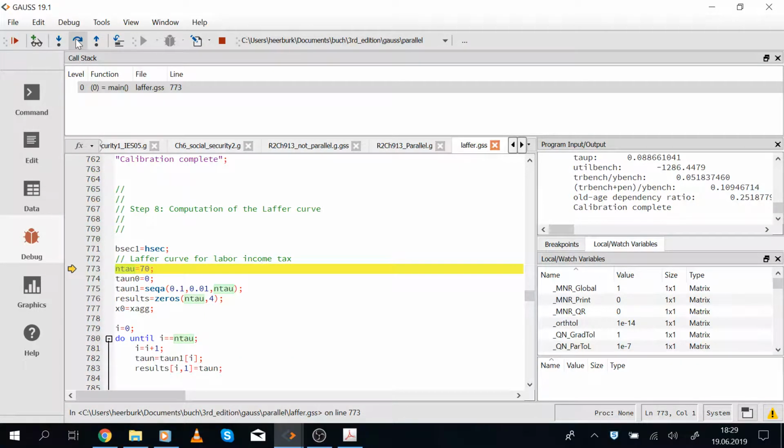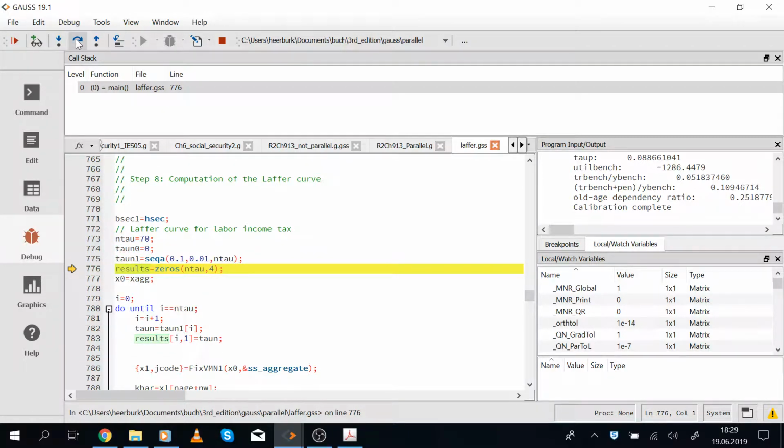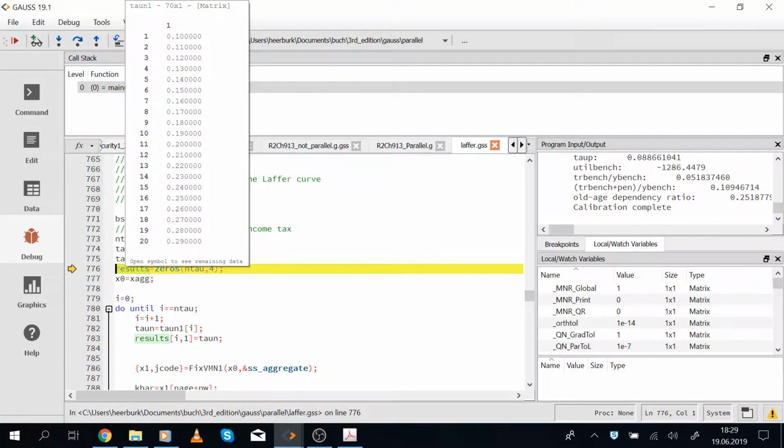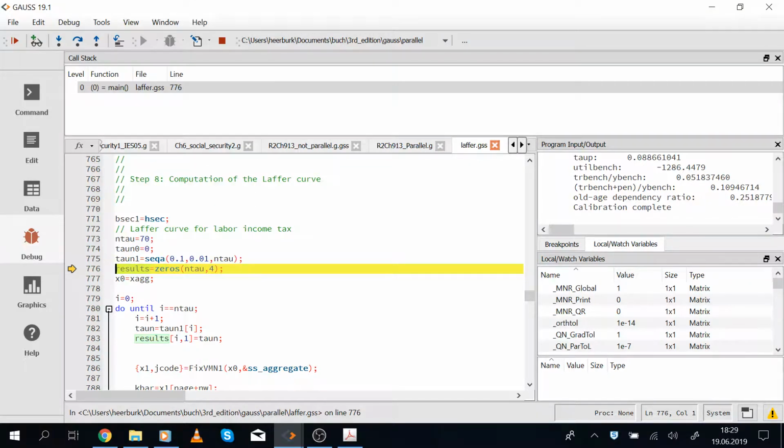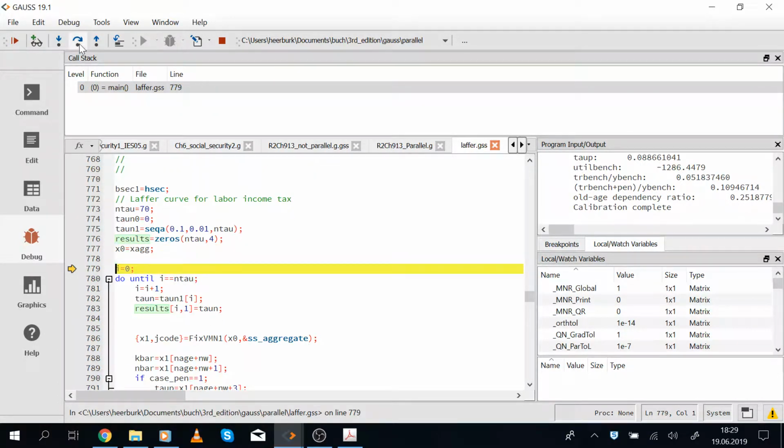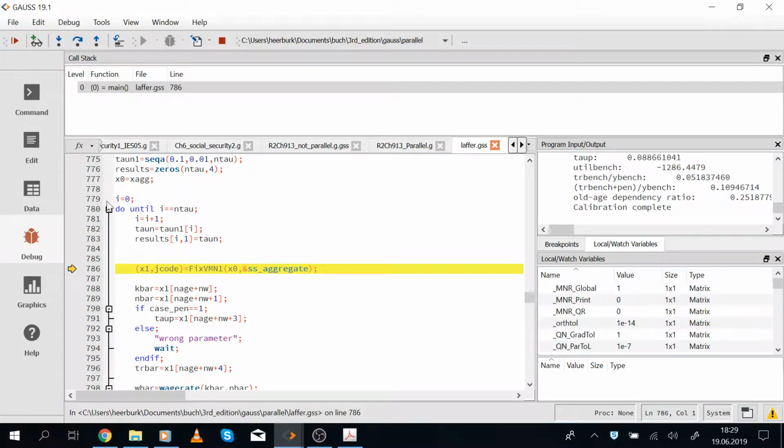And now in step 8 we compute the Laffer curve. What we do is compute the equilibrium conditions SS aggregate for a grid over the wage tax tau n. The grid is from 10% up to 80%. And on this, of course, we have to add the social security contribution rate to get the total tax wedge on labor income. We also have to think of the consumption tax, which also increases the wedge. And we store the results from our computation for the different wage taxes.